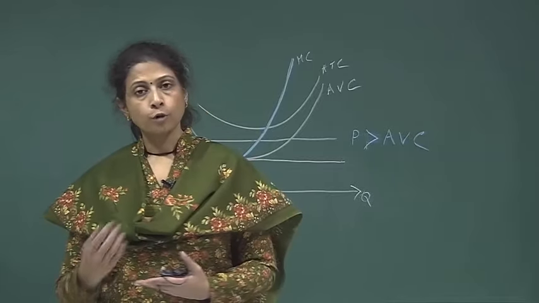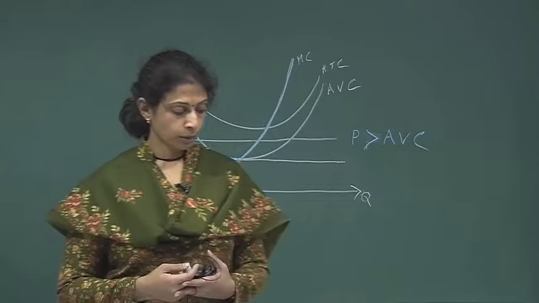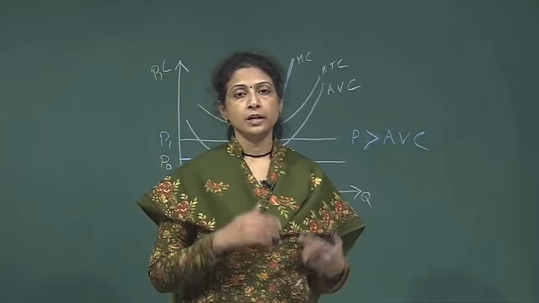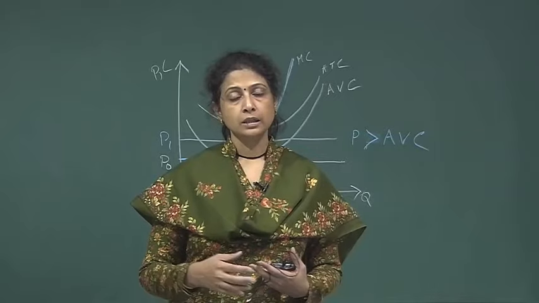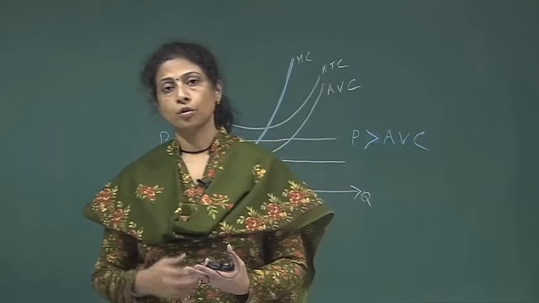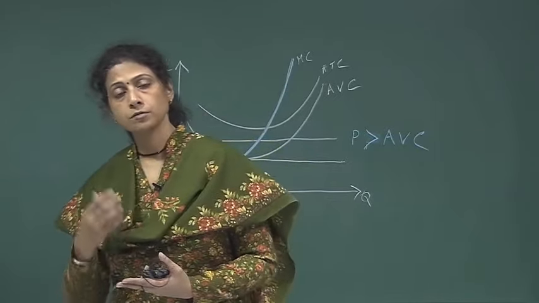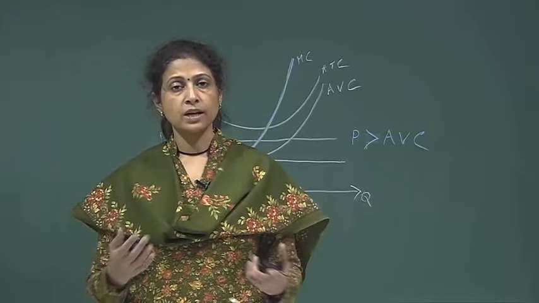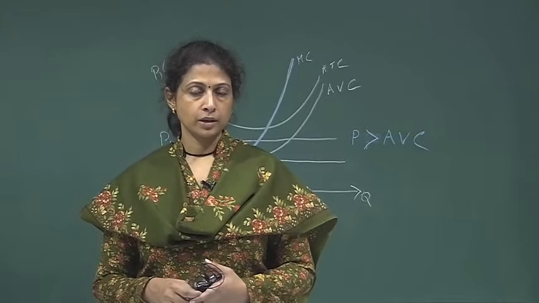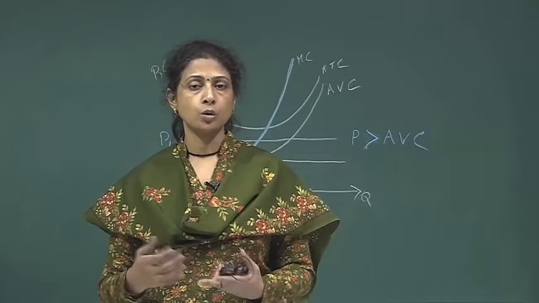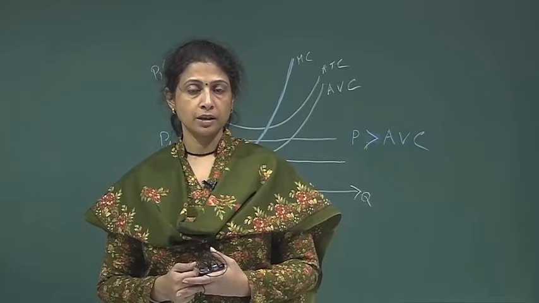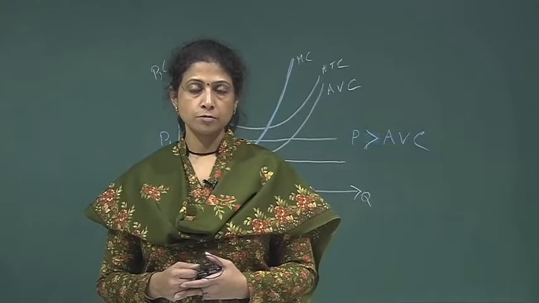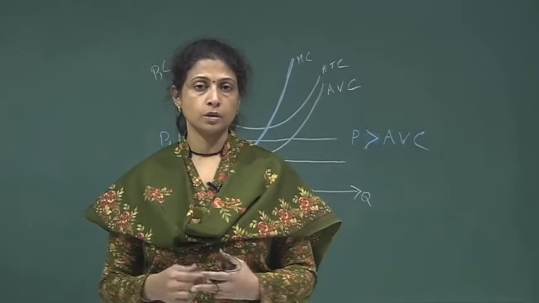In the following module, we are going to talk about the market supply. So far we have talked about the firm, but in the following module we are going to talk about the perfectly competitive market in totality: how the market supply curve looks, and how the firms behave in the long run as a part of the market in a perfectly competitive environment.